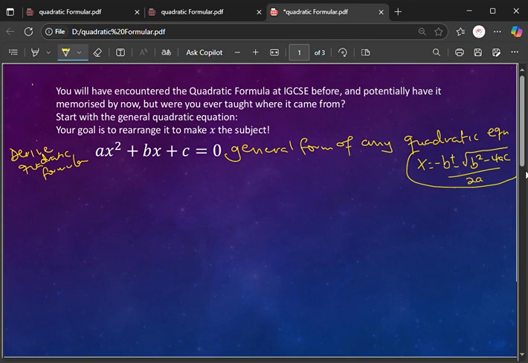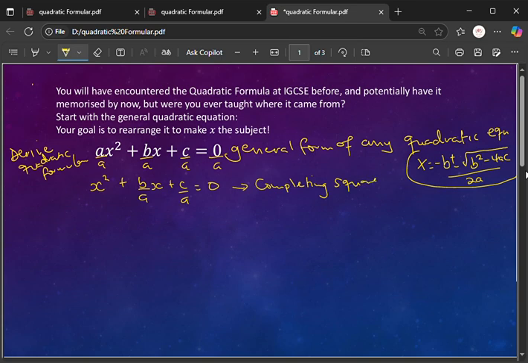Step 1 is to divide all through by the coefficient of x squared. Once we divide throughout, we get a new result, plus c over a equals 0, because 0 divided by any number is 0. Now at this stage we are going to complete the square. We talked about completing squares in the previous video.